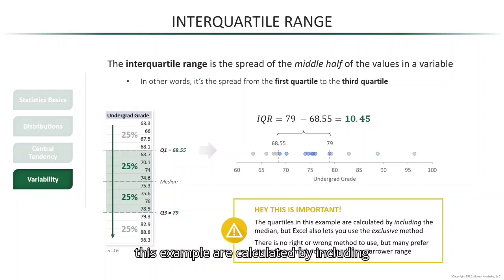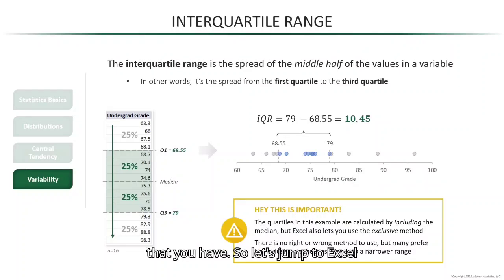Now, there are technically 2 ways to calculate the interquartile range. The quartiles in this example are calculated by including the median, also known as the inclusive method, but Excel also lets you use the exclusive method. Now honestly, there's no right or wrong method to use. Many do prefer the inclusive method because it leads to a narrower range, but it's easy enough to calculate both and see which one you feel is the most representative, depending on the sample that you have.